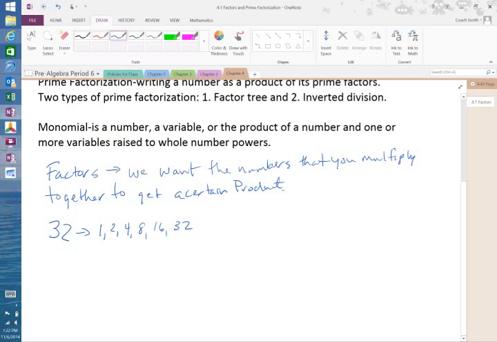How many factors are there? How many? 6. So there's 6 factors. Would that be more than 2 or exactly 2? More. So therefore, this is a composite number, because it has more than 2 factors. All right, prime numbers have exactly 2 factors. Composite numbers have more than 2 factors.